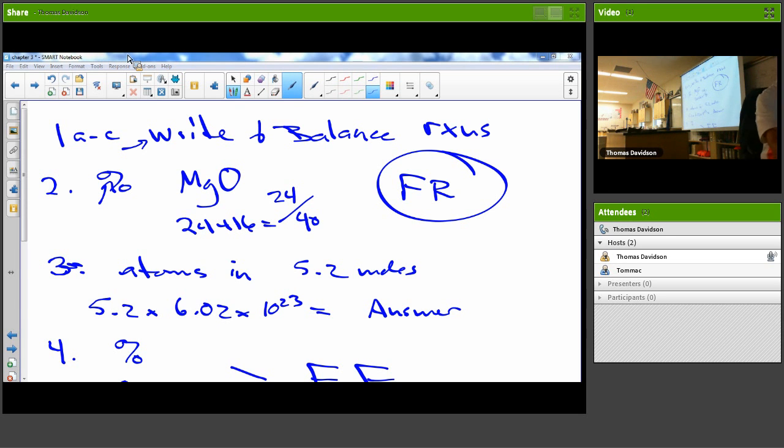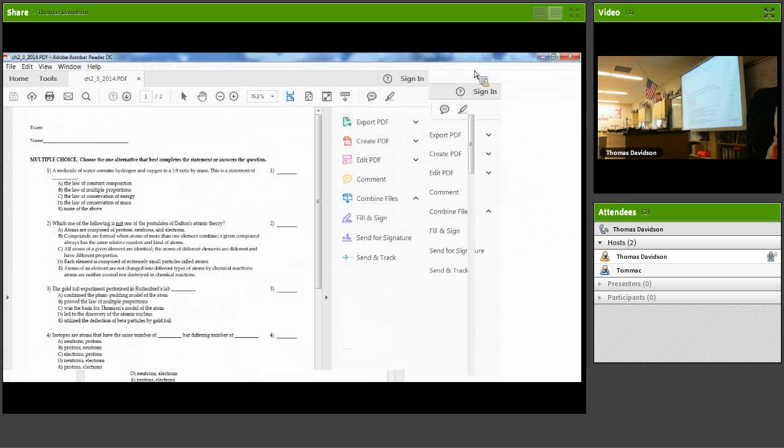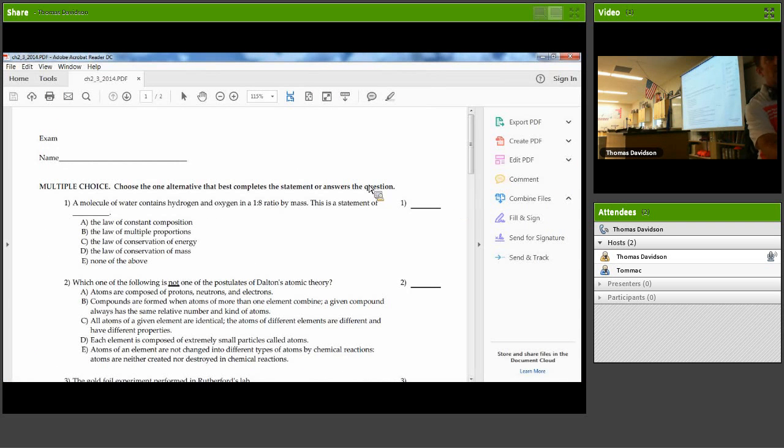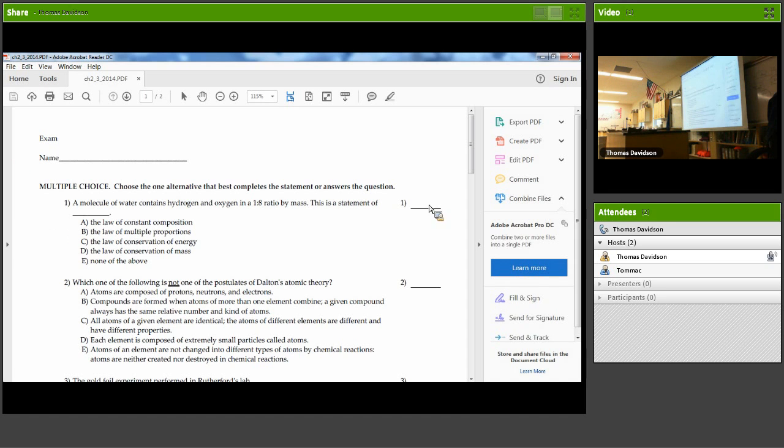So this is from 2014. I have no idea if I'll feel like changing it or not. I have like 3 versions, so it probably won't be the same as this, but it'll be similar. Typically, I do not teach you the stuff from the multiple choice. It's from the reading. A molecule of water contains hydrogen and oxygen in a 1:8 ratio by mass. This is a statement of one of those laws.